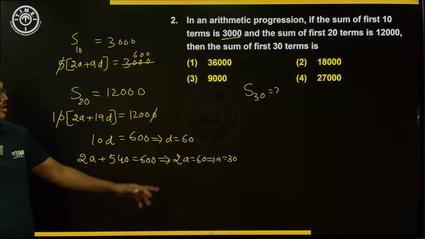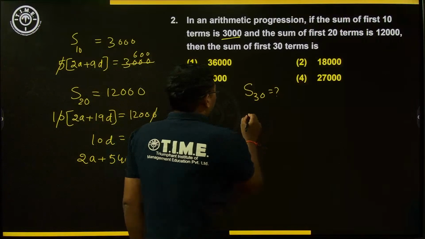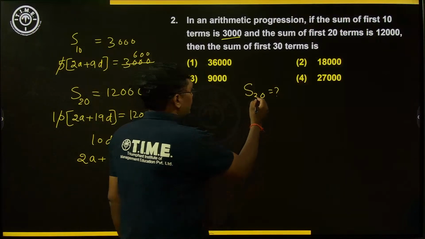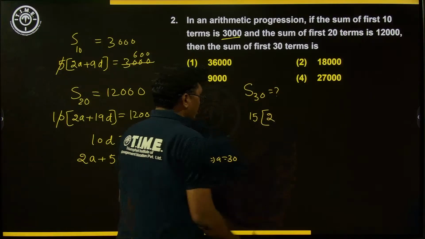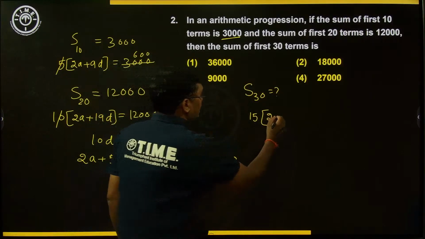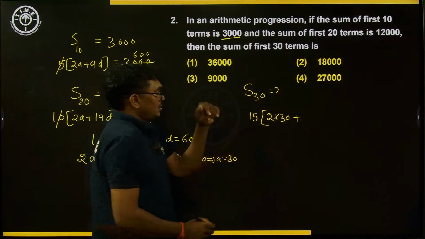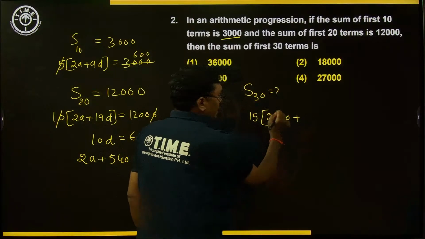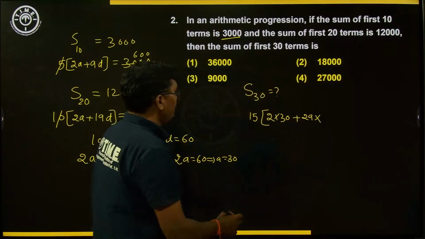So what you have to find is S30. What is the formula for S30? S30 is equal to n by 2, that is 30 by 2, which is 15, into 2A, where A is 30, plus n minus 1, that is 30 minus 1, which is 29, into D. So D is 60.